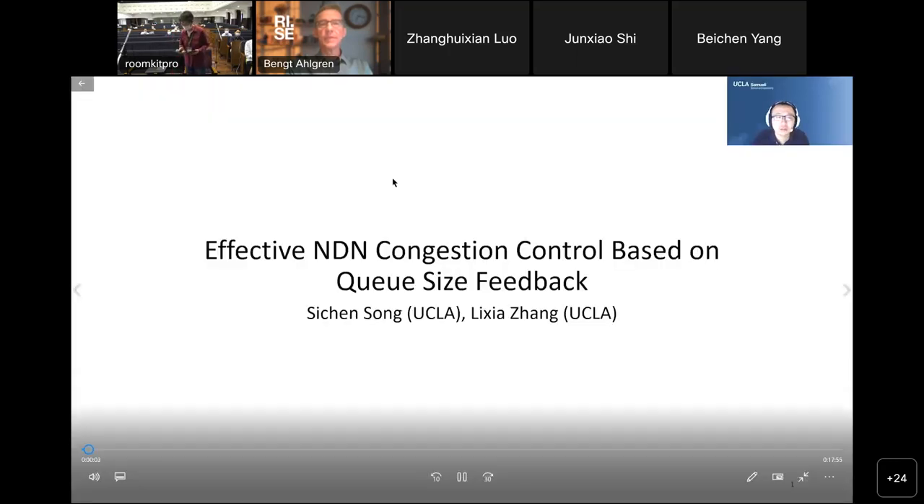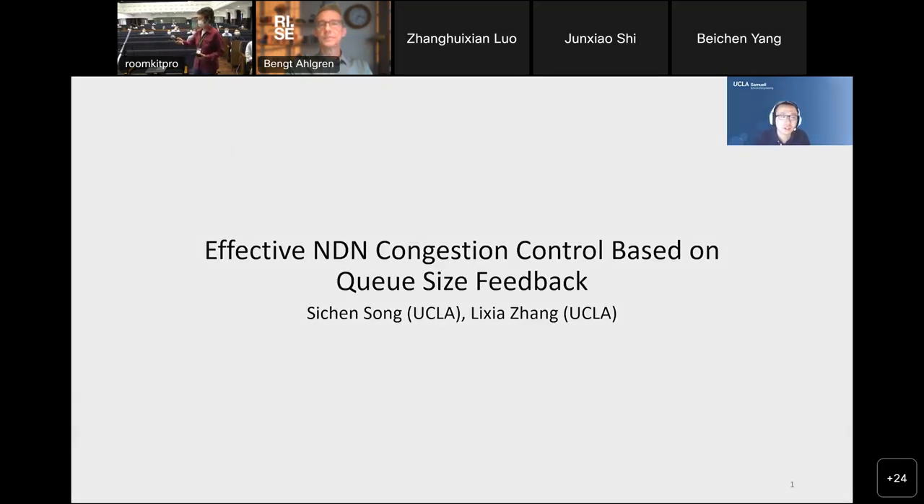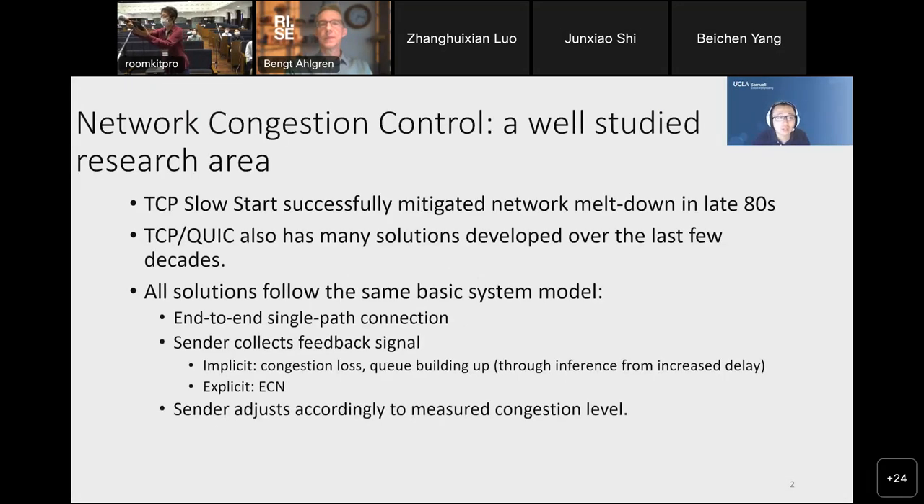Hi, I'm Sichen from UCLA. Today I'm going to talk about our work on effective NDN congestion control based on QSAS feedback. Network congestion control is a well-studied research area. TCP slow start was developed in the late 80s and successfully mitigated a network meltdown. TCP and QUIC also have many recent solutions in the past few decades.